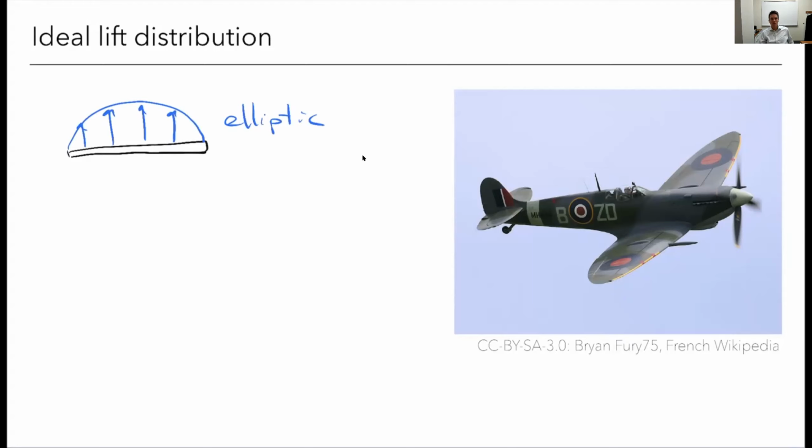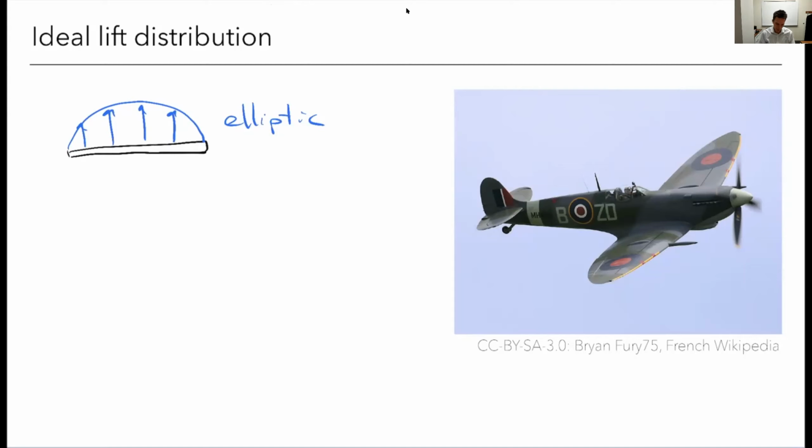Okay, so in many ways, like we talked about before, this is not exactly what we always want, but most airplanes are going to be pretty close to this. So this is a kind of a good guiding star, if you will, at least where to start. An elliptic lift distribution is desirable. So how do we get that?